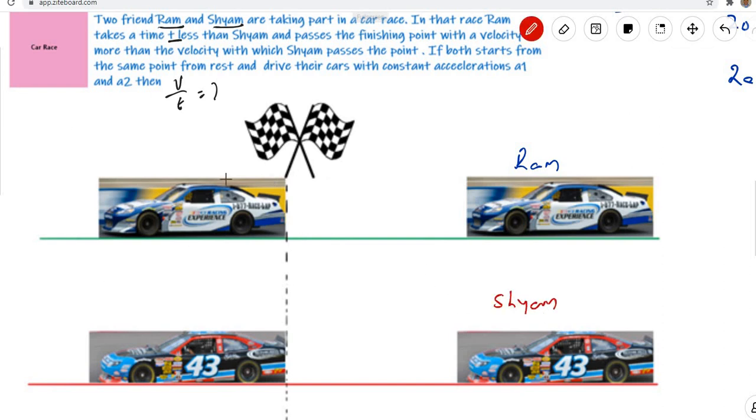Now both are starting from rest, so 0. Let us take his velocity is v1, his velocity is v2, and he will take time t1 seconds, he will take time t2 seconds to reach. And in this case, acceleration of this one is a1, acceleration of this is a2.